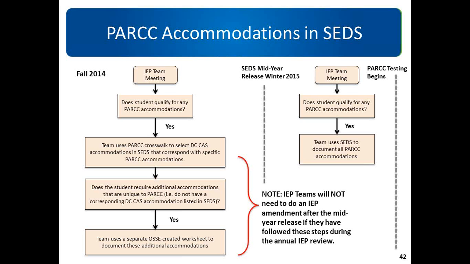And then you take one more step and you say, okay, there are these 9 other accommodations that are brand new because PARCC is computerized, does our student need one of those 9? And if so, you will document it on this separate worksheet, and that worksheet will be faxed in as part of the IEP. Now, if you do it this way, you will not have to do an IEP amendment come January when the system changes, because doing it this way will be sufficient.